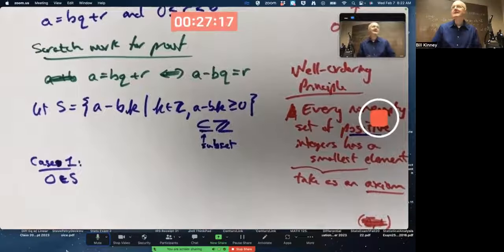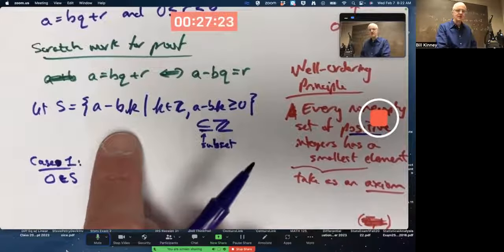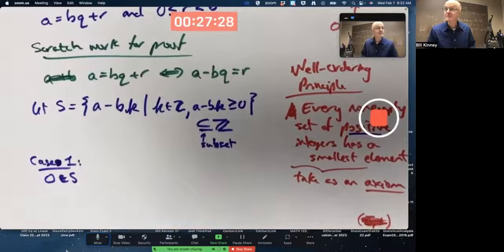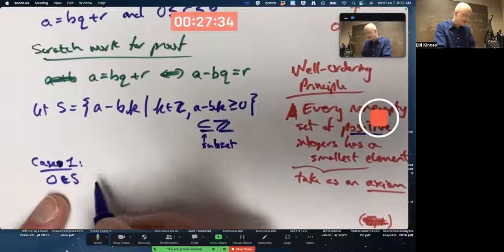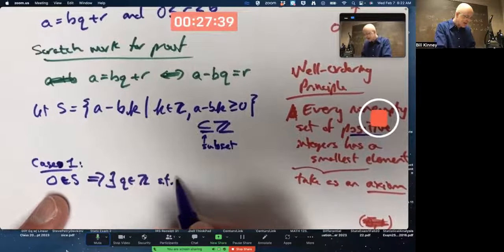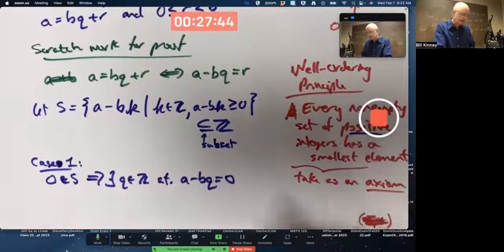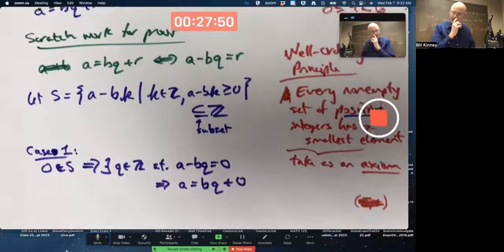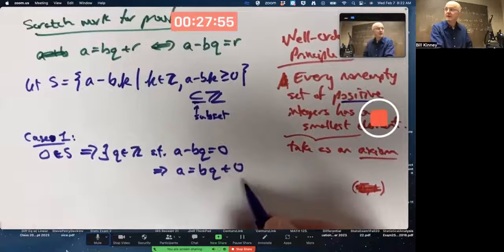0 being in S is actually the easy case. If 0 is in S, that means there's some integer K where A minus BK is 0. Call that integer Q. That means there exists a Q in Z such that A minus BQ equals 0, implying that A equals BQ plus 0. And there we have it. Q is the quotient, 0 is the remainder.